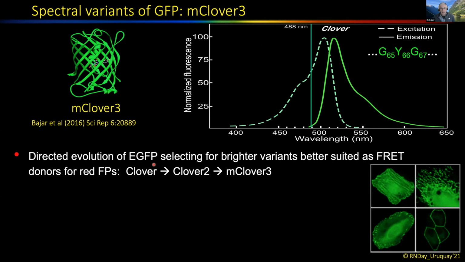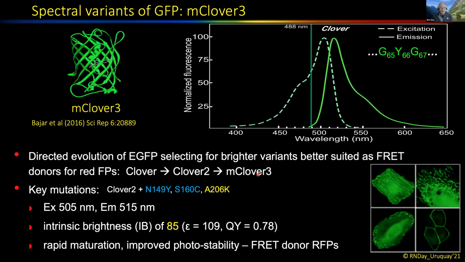It was made by taking eGFP, doing mutagenesis to generate Clover, improving it, and improving it again. And what you end up with is a very bright green fluorescent protein that has very good maturation characteristics. It's very photostable, and it's very useful as a FRET donor for the RFPs. I'm going to refer to intrinsic brightness as a way of comparing the FPs. Intrinsic brightness is simply the quantum yield times the extinction coefficient. And so original eGFP has an intrinsic brightness of 35. Clover3 has an intrinsic brightness of 85.